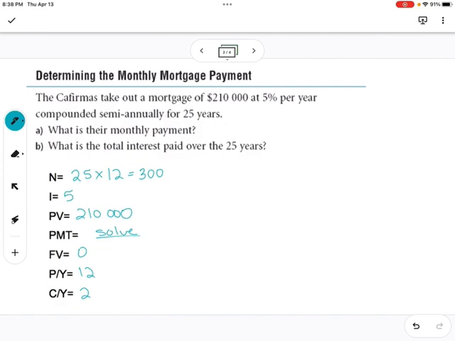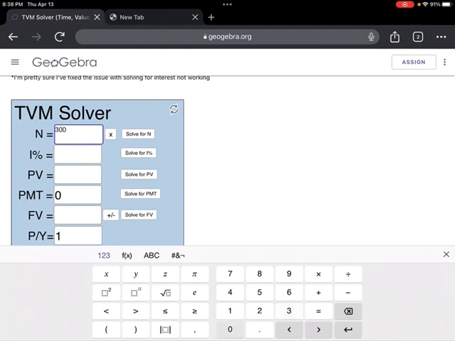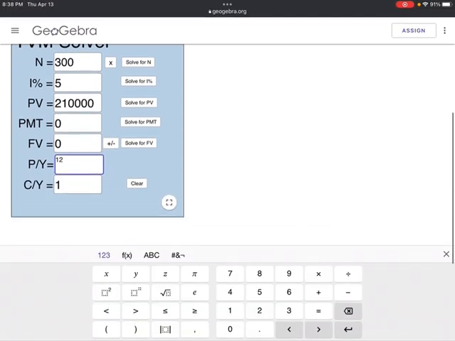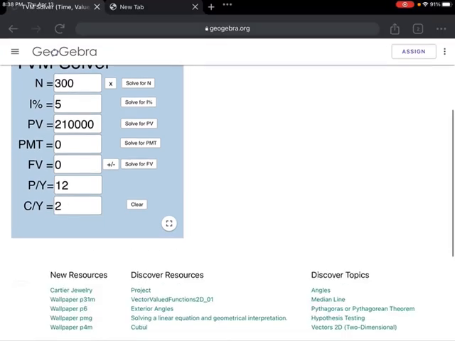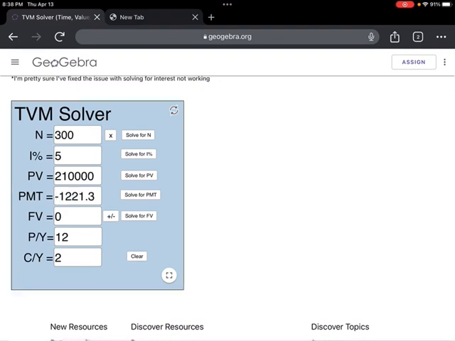Okay, so putting all of this into a TVM solver, we're going to solve for our monthly payments, which is $1,221.30.